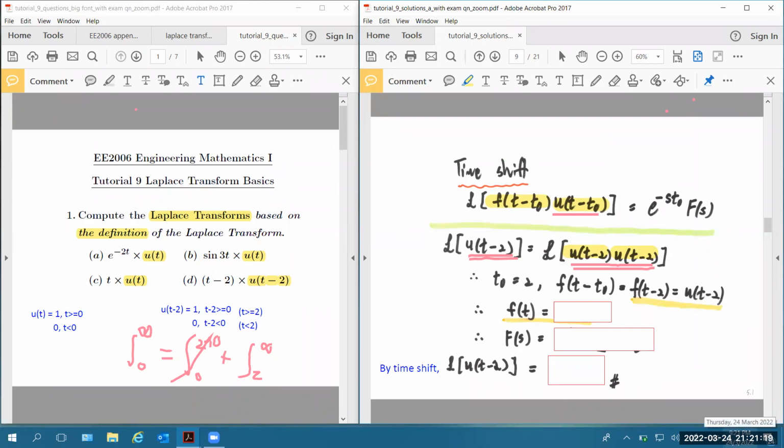From here, we can conclude that because your f(t minus 2) is u(t minus 2), what is your f(t) then? Class, any idea or not? If f(t minus 2) is u(t minus 2), what can you say about f(t)?